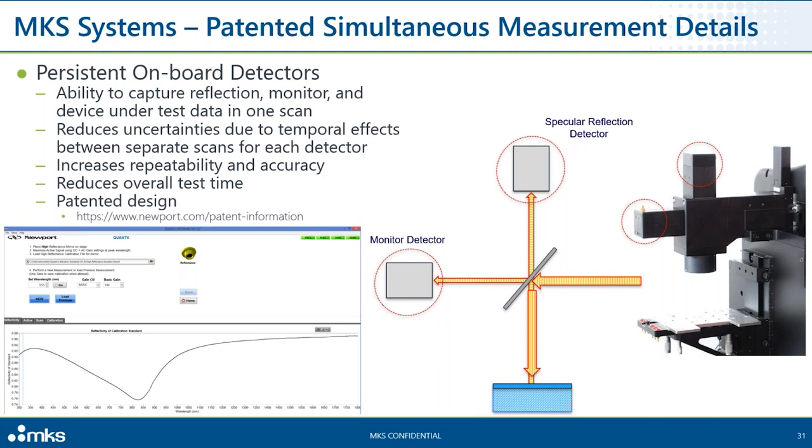Again, as one temporal effect is seen on all three detectors, the software will be able to mitigate that to ensure the highest degree of accuracy for your scans. And again, repeat any sort of uncertainties between separate scans. So this increases the overall repeatability and accuracy of your data collected and reduces your overall test time. And as mentioned, these are patented designs. If you go to our Newport.com website, you can see more information on this and many of our other patents we have at Newport MKS.